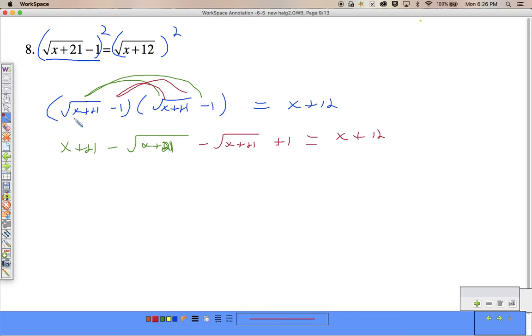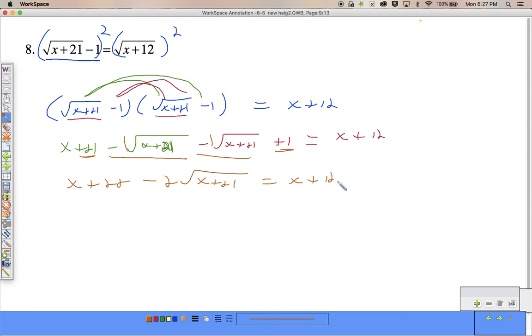All right, so I FOIL'd. Square root of x plus 21 times square root of x plus 21 is x plus 21, minus one of those, minus another one of those, plus 1. All right, so let's add like terms on the same side. I have 21 and 1, so I have x plus 22. I have negative 1 minus 1, giving me a negative 2 square root of x plus 21 equals x plus 12. So if I have negative 1 square root of x plus 21 minus another square root of x plus 21, that's negative 2 square root of x plus 21.